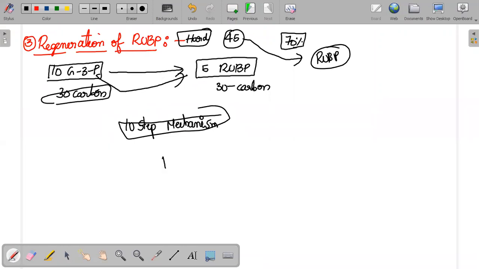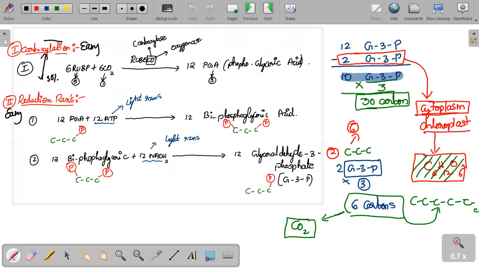So let me give you some homework also. Try to write down the regeneration of RuBP 2 times more. If you don't have the textbook, find the NCERT textbook, or just Google regeneration of RuBP. Not the first step, not the carboxylation, not the reduction reaction.